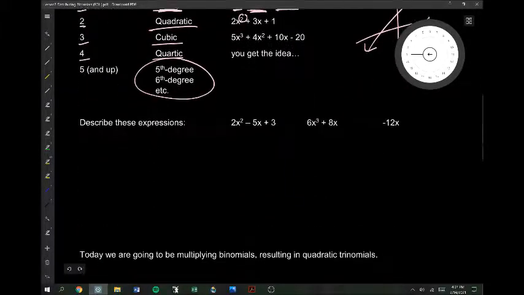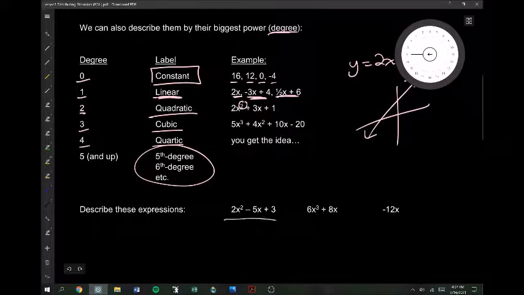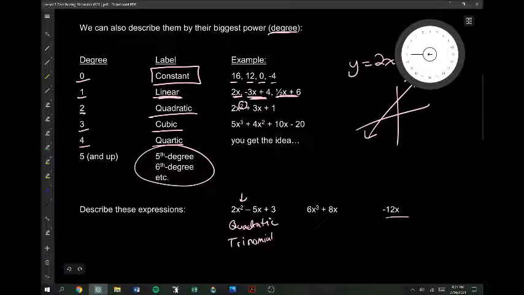So I can take terms like this and describe them very specifically. This would be called a quadratic trinomial. Quadratic because the biggest power is 2. Trinomial because there's 3 terms.